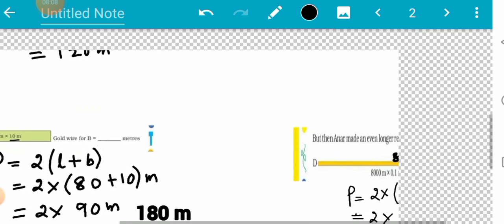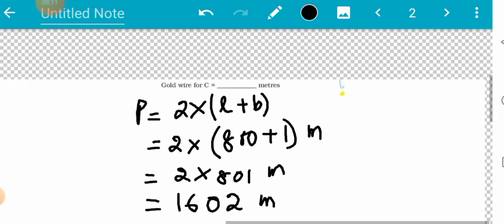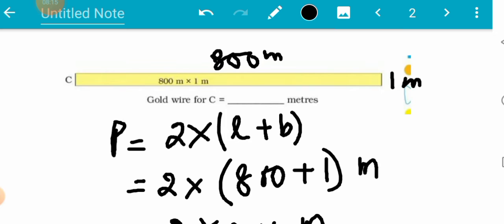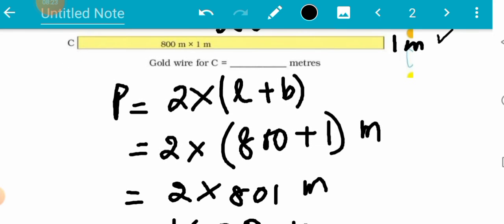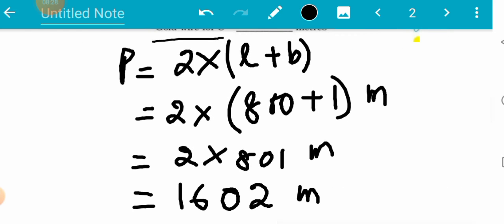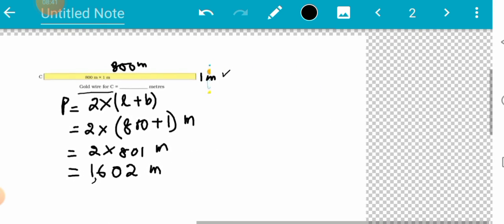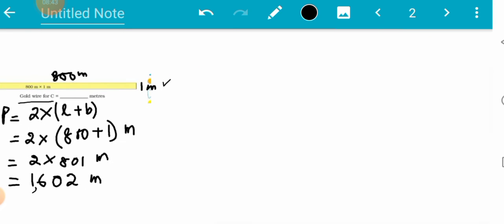Now for rectangle C, Anar has taken the length 800 meter and breadth 1 meter. So for gold wire for C, 2 into L plus B, 800 plus 1, 801, 2 into 801, 2 ones are 2, 0s are 0, 2 8s are 16. So 1602 meter. The length of the wire is continuously increasing as the perimeter is increasing.